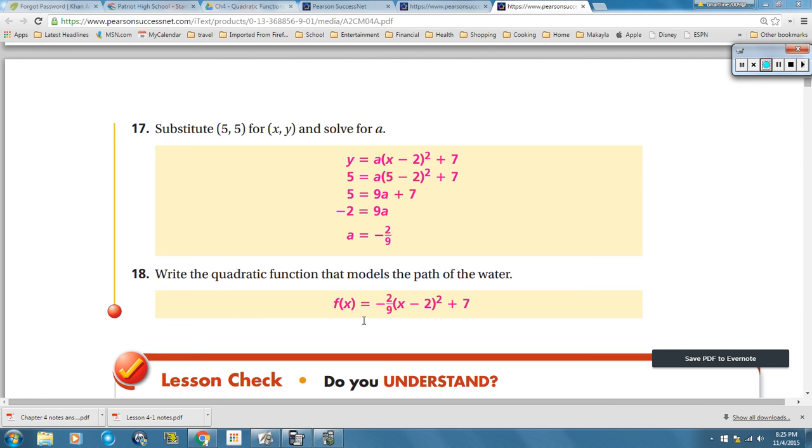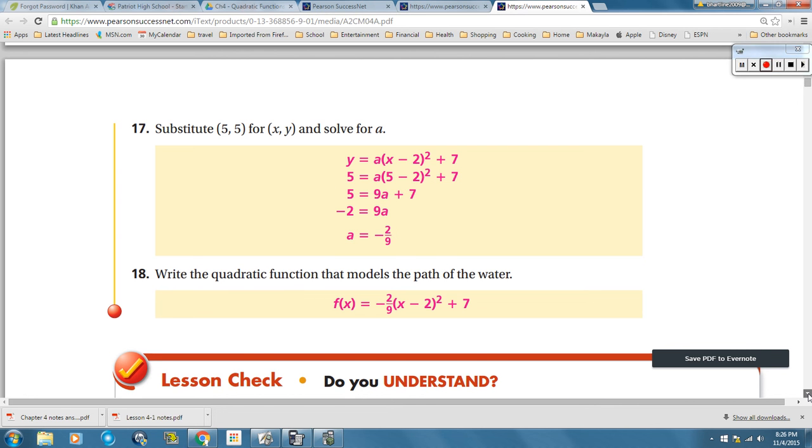And so the equation that would model that is f(x) equals negative 2/9 times the quantity x minus 2, quantity squared, plus 7. So again, we found the h and k because that was our vertex. We used the point that they gave us. We substituted into the equation and used that to find a. So we did 5 minus 2, which is 3 again. 3 squared, that's where the 9 is. Here's the a. There's the 7. And then you just write the equation. So guys, we're almost done.